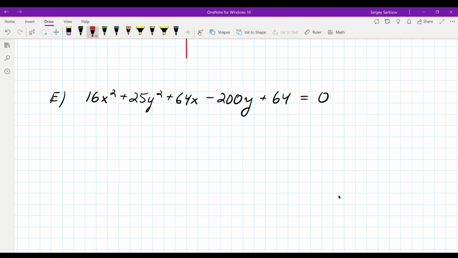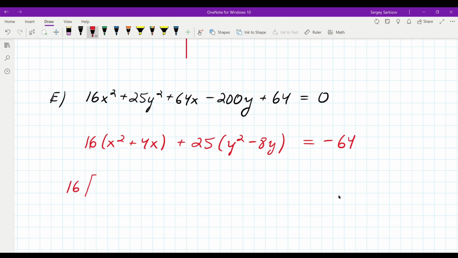What we can do is factor out the 16 from the x squared and x terms. So 16 times (x squared plus 4x), right? Check that out, that gives me 64x. And then plus 25 times (y squared minus 8y) equals negative 64. Be careful there. Now what happens? Complete the square: 16 times ((x plus 2) squared minus 4), plus 25 times ((y minus 4) squared minus 16, half the 8 is 4, squared is 16), and that's equal to negative 64.